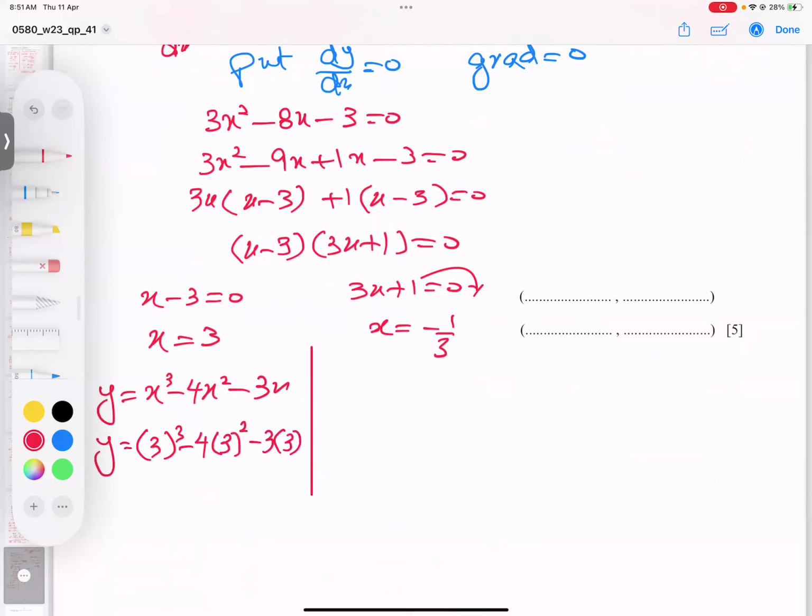Okay, same story, students, here. I will replace every x by negative 1 over 3. Okay, when I replace these values there, so what happens? Let's see. Let me recheck. Okay, so I will get two values of y against 3 and negative 1 over 3, and let me type in calculator.